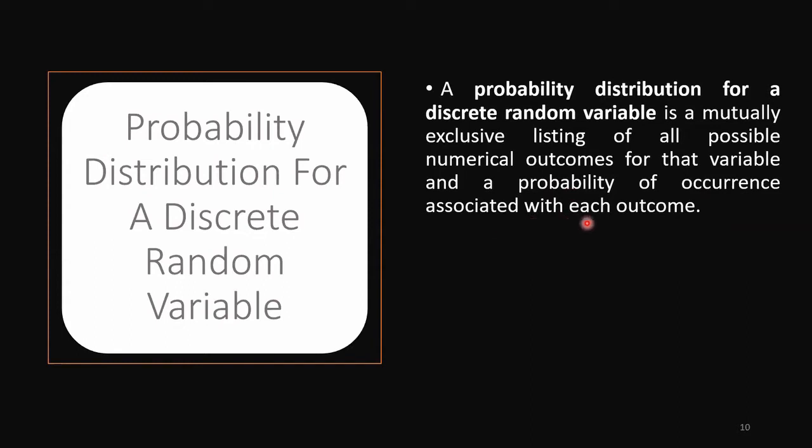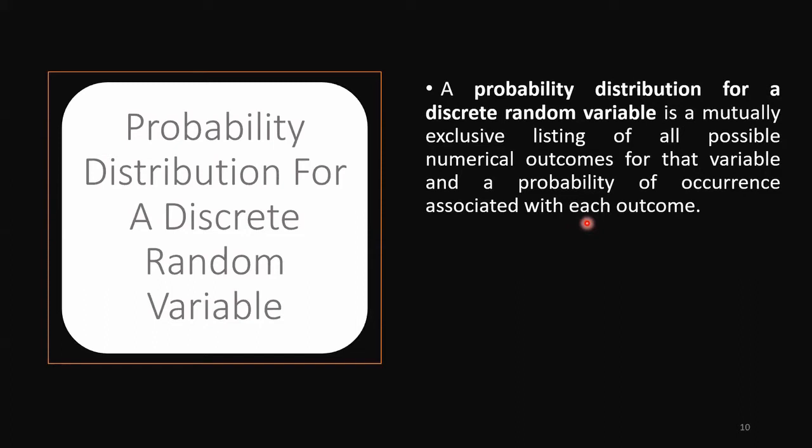So you have a listing of mutually exclusive numerical outcomes for a particular variable. So let's take the variable as the number of tuition classes you attend during grade 10 or 11, right? Let's say you attend a minimum of 0, that means you don't attend tuition classes, to a maximum of 9 tuition classes. So you have the variable defined as tuition classes, and your numerical outcomes are 0, 1, 2, 3 up to 9.